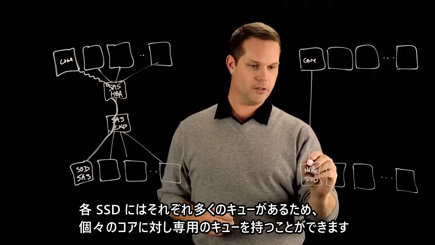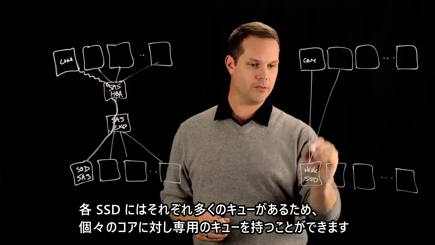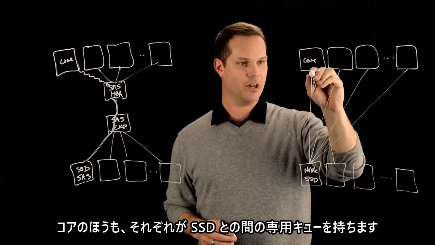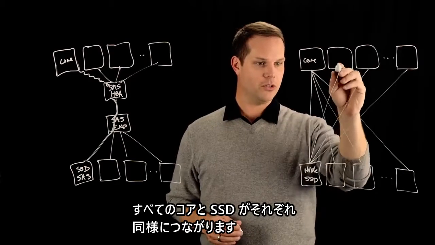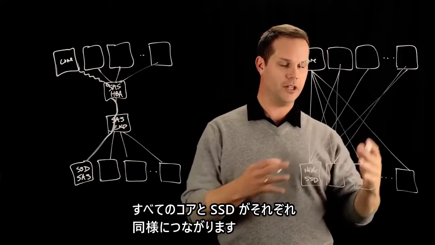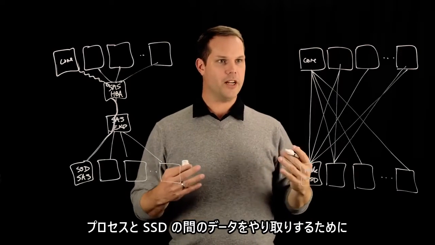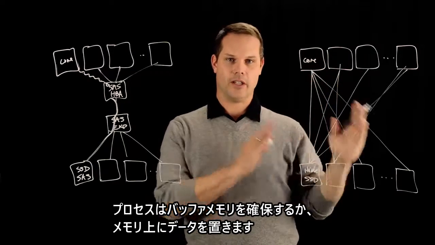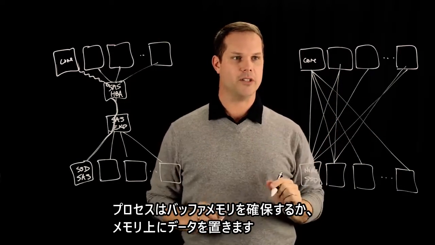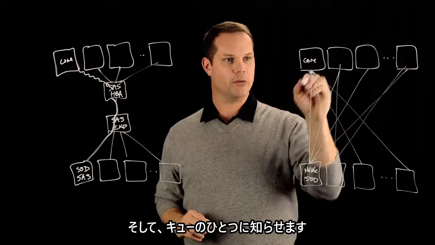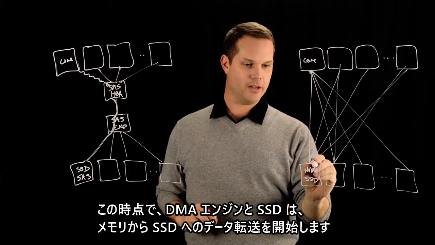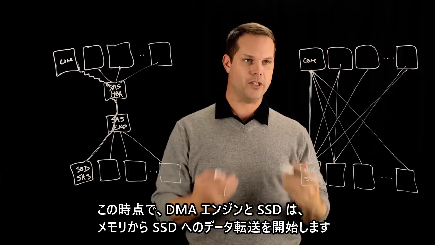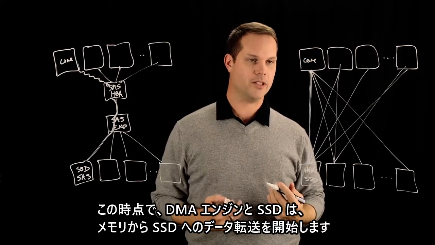So the many queues that exist for each SSD allow them to have a private queue to each core. And conversely, each core in the system can have a private queue to each SSD. And of course, this is really an all-to-all, so we could start to fill in all the lines. So to transfer data between a process and an SSD, the process is going to either allocate a buffer in memory, or if it's a write, to actually place the data in memory, and then simply ring the doorbell on one of these queues. And from there, the DMA engine in the SSD knows how to do all the work to transfer data from main memory down to the SSD.